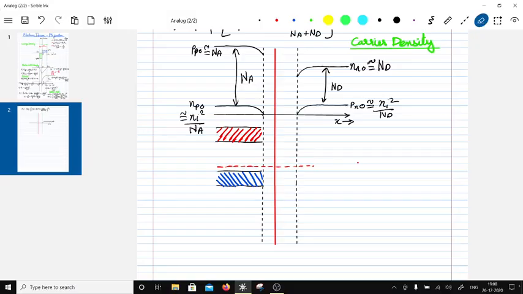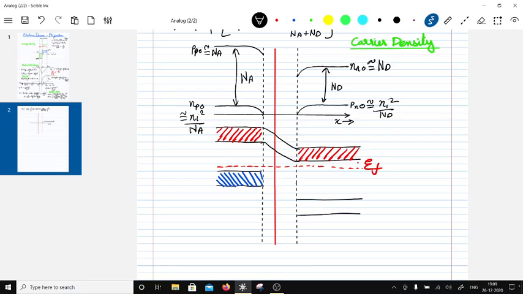Let me draw this again. So this is the Fermi level, right? So EF. Then what you're going to have is this lining up here. So this is your conduction band on the n side. Because it has lost electrons, the entire thing moves down, and this basically is like this. And let's talk about the valence band on the n side. It's over here, let's say, and this is like this.